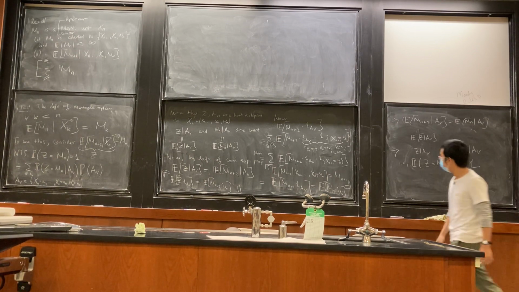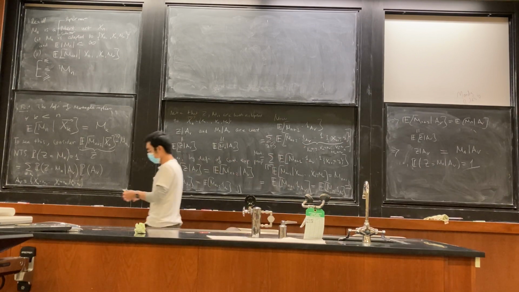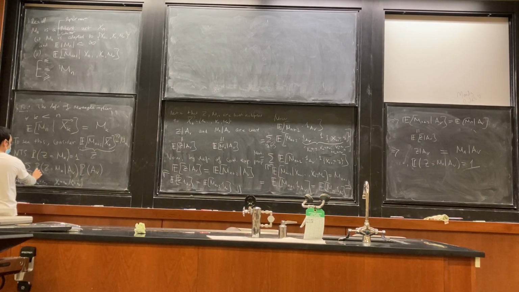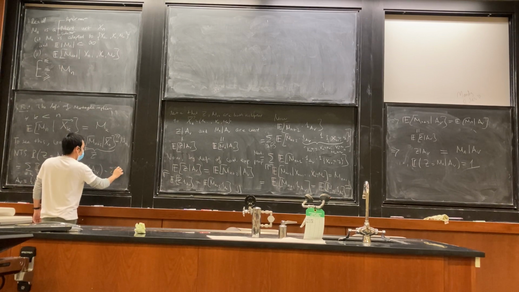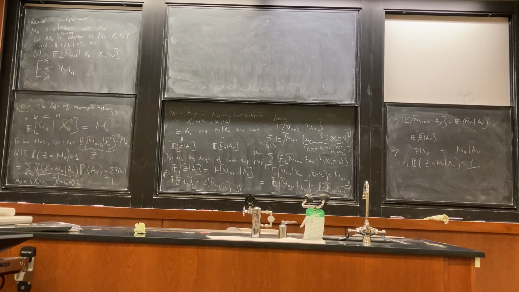So now that is 1, coming back to this. This is equal to 1. Because I'm summing over all the A, B, that is equal to the probability of A, B, and that is equal to 1, which I needed to show.